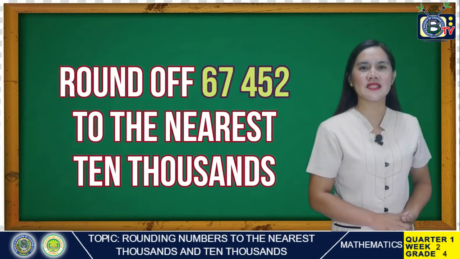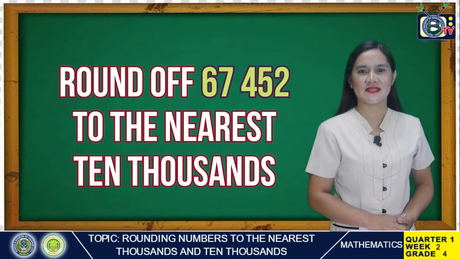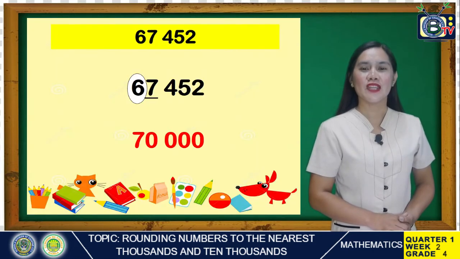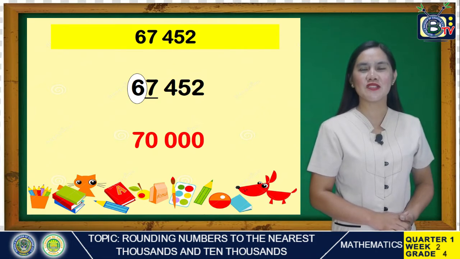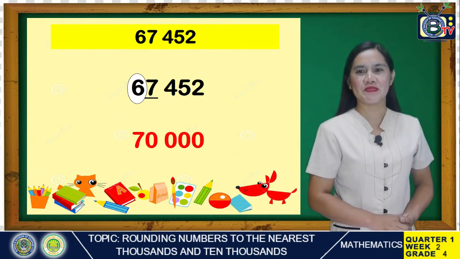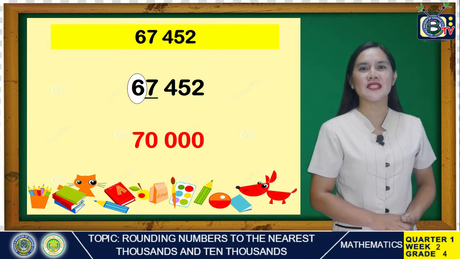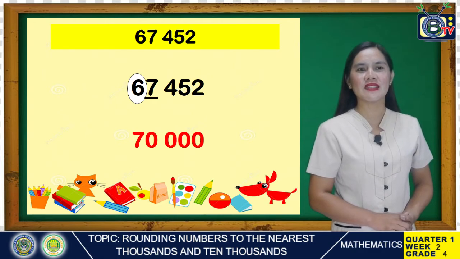Let us round 67,452 to the nearest 10,000s. The number we are going to round is 6. The digit in the thousands place is 7. Since 7 is more than 5, we are going to round it up. Add 1 to 6, then change all the digits into zeros. So, when 67,452 is rounded to the nearest 10,000s, it will become 70,000.